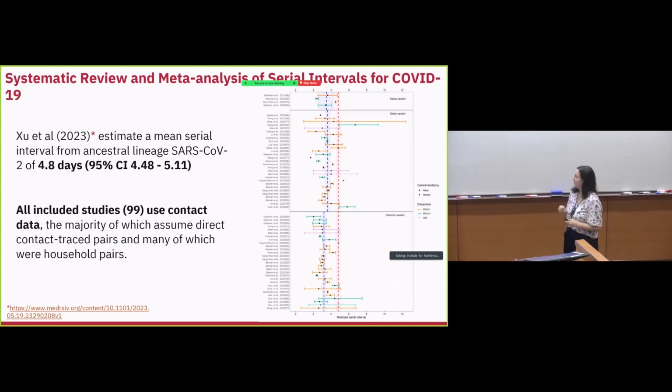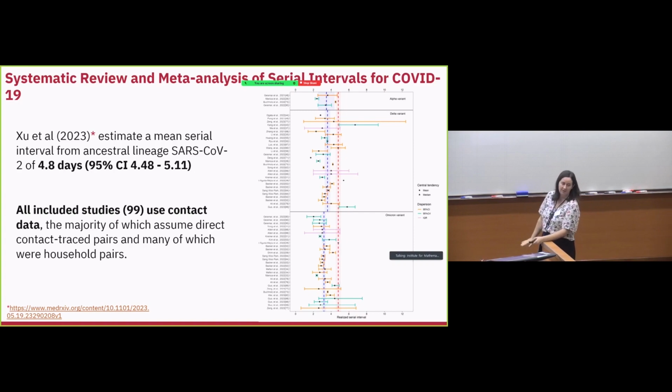When I was preparing for this talk, I wanted to look up the most recent meta-analysis of serial interval estimates for original lineage SARS-CoV-2 or COVID-19. I found this preprint by Zhu and others that was released this year, and they compiled 99 different studies to estimate the serial interval, and every single one of them used contact data. I will admit I didn't read them all, but all of the ones I looked at were assuming these direct contact trace pairs, many of which were taken from household settings.